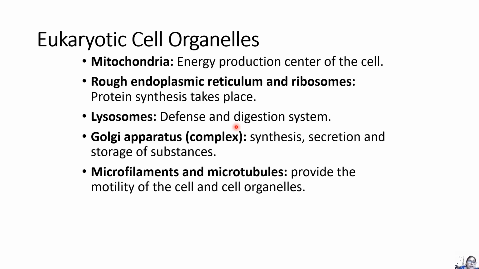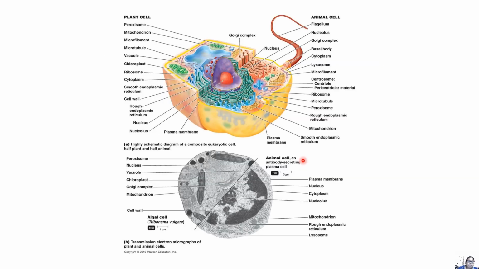And we know about the Golgi apparatus, which is quite a complex structure. It helps in synthesis, secretion, and storage of substances. Then we have the microfilaments and microtubules, which provide motility of the cell and cell organelles. So if we look at the schematic of the composite eukaryotic cell, this half represents the animal cell. This half represents the plant cell. The major difference being plant cells have a cell wall, which animal cells don't.